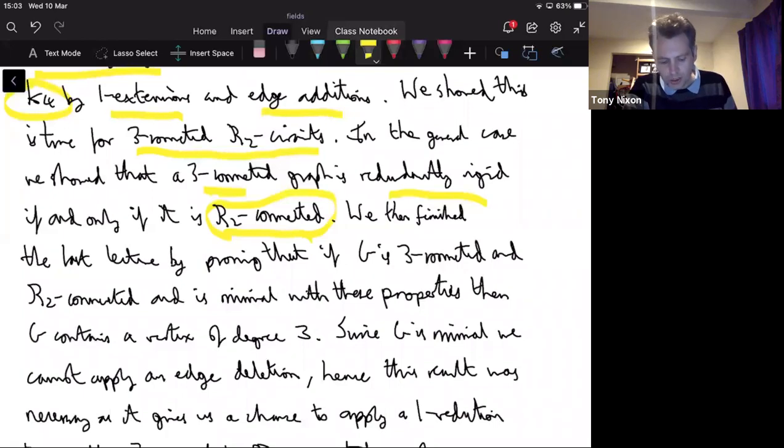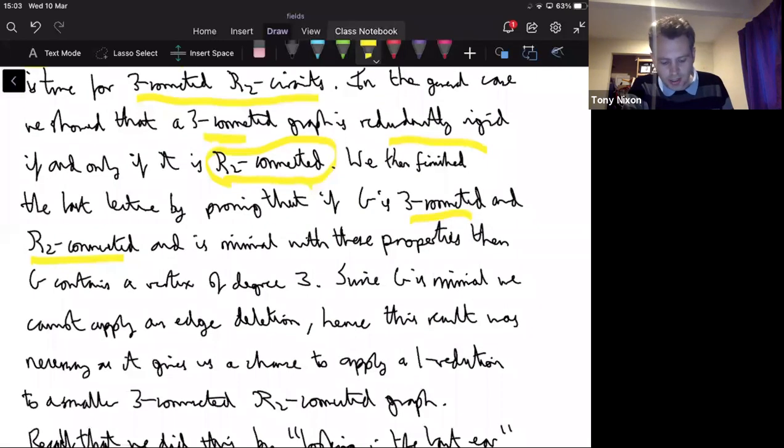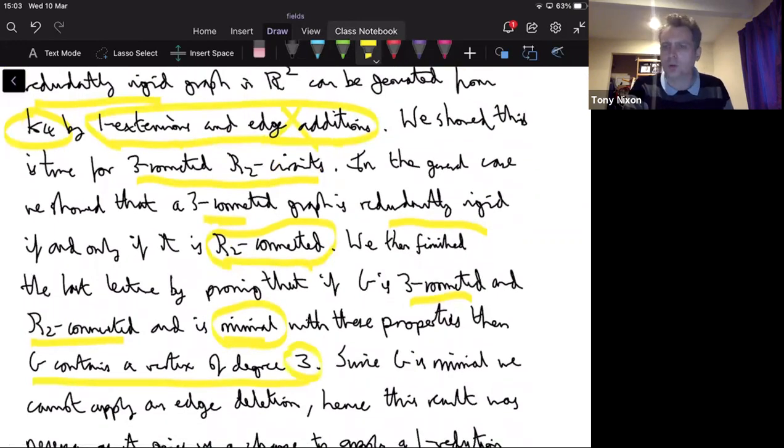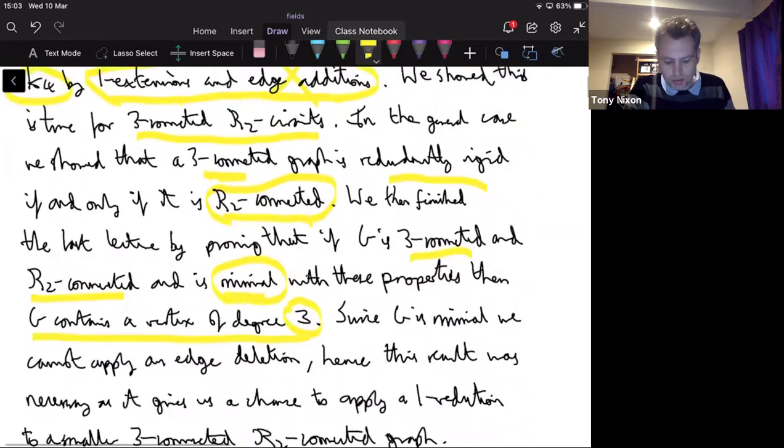And so what we finished the last lecture on Monday with was that we proved that if the graph is free connected and its two-dimensional rigidity matroid is connected, and it's also minimal, so we can't throw any edge away without destroying one of these two properties, then it must be true that the graph has a vertex of degree 3. Remember, we're trying to show that we can always do one extensions and edge additions. So if we're given some big graph in the class, and I can't do edge additions because it is minimal, then I must have a vertex of degree 3 to do a 1 reduction on. So this was a big step forward towards that.